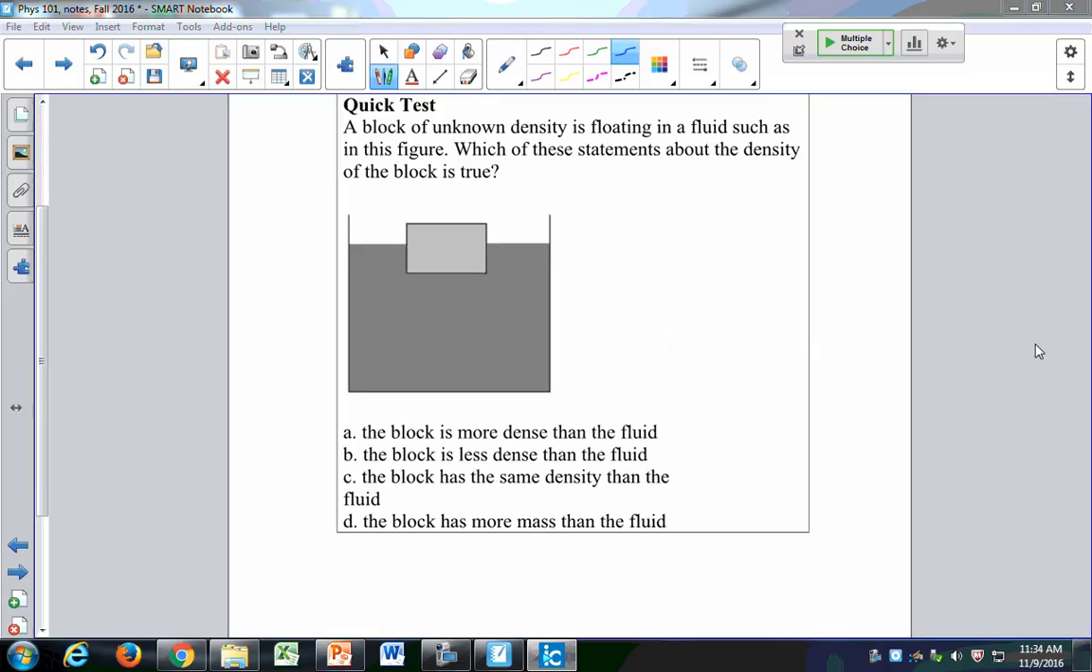The answer is B, that it's less dense than the fluid, and so it floats. We know that's sort of intuitive, and we'll get into it in Archimedes' principle, which describes this buoyant force. And some of you have seen that in lab already.